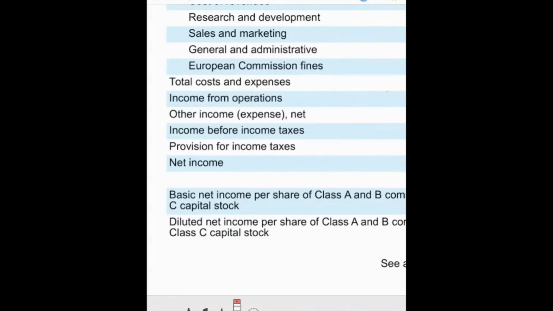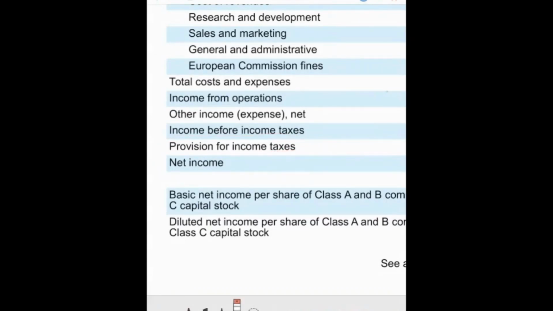Okay, so let's move on to the income statement. Oh, sorry, the tax. Tax is like your personal tax. You have to pay tax to the government on your personal level. So the company also has to pay tax.